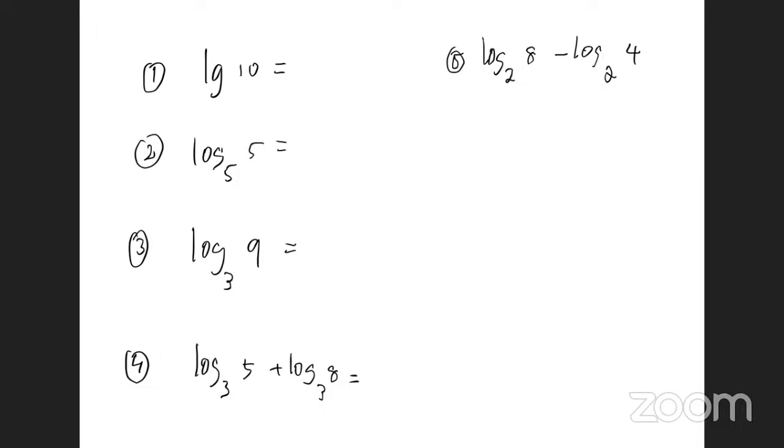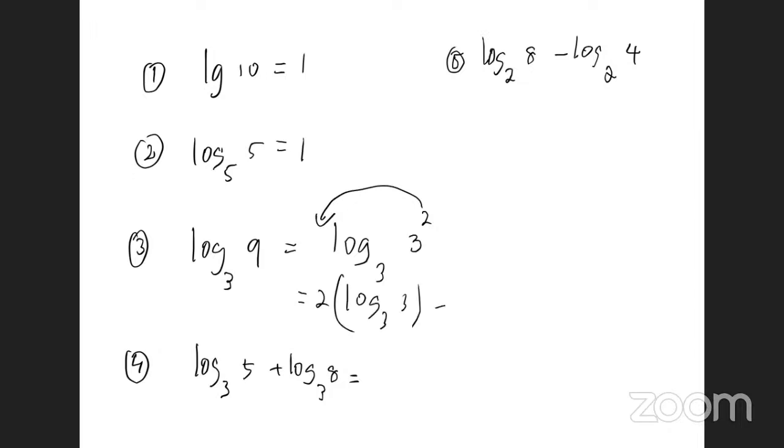All right, let's see what we got. First one, log of 10 is 1. Everybody get that? Because what does lg mean? It means to the base 10. Nice. Next, log 3 to the 9. Why? Because 9 is 3 squared, and we could take this power and put it in front, right? Power rule. And log 3 of 3 is 1. So it's 2 by 1. So the answer is 2.